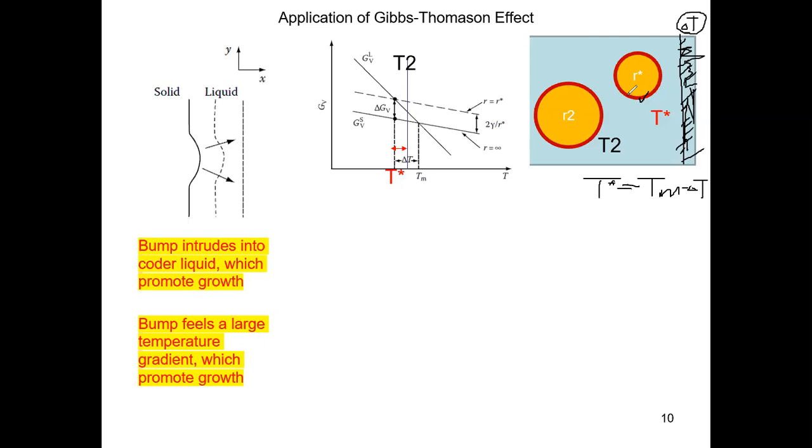I'm just marginally, critically stable at this point. My melting temperature is T star, and my current temperature of the system is also T star. So this R star feels no supercooling.